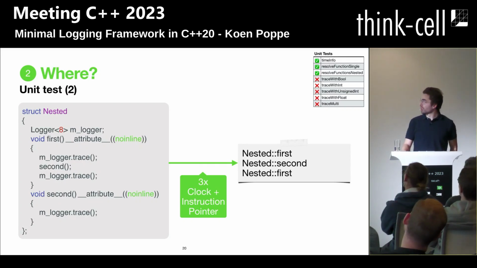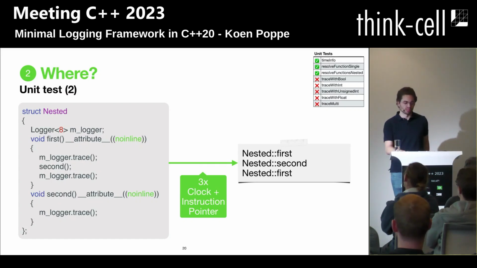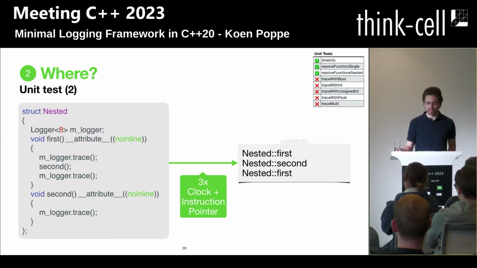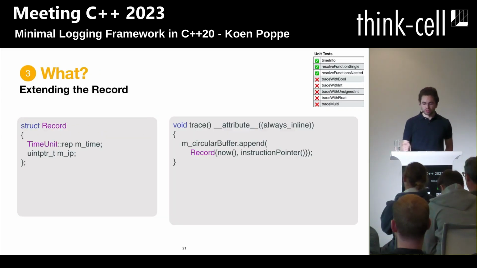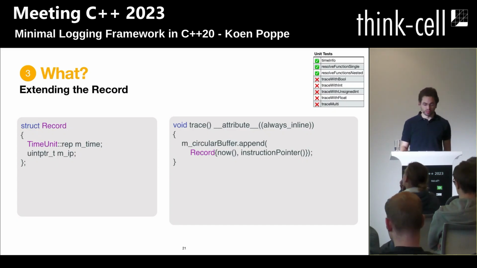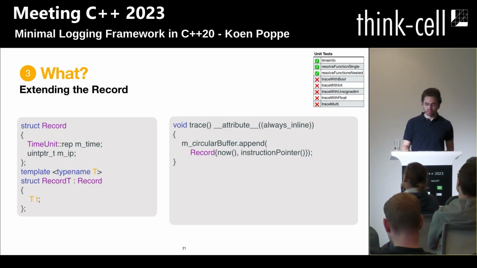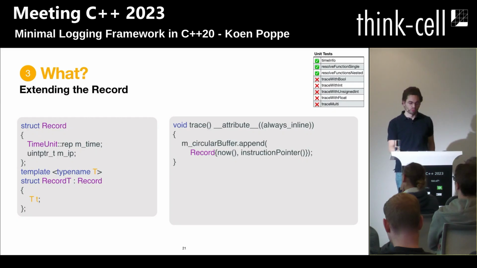So with that, we already know where we have logged anything. Of course, just knowing the location is a good start, but we want to add some state, some more information. And with that, we can move on to the third part, the what. For that, we can just extend the record to include additional arguments.